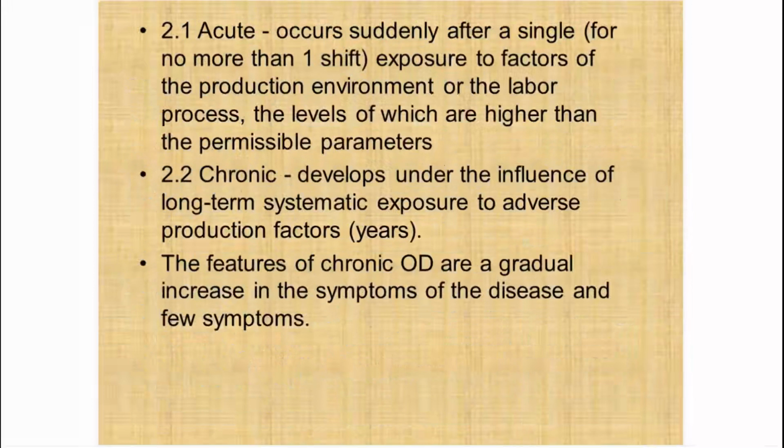Acute occurs suddenly after a single, for no more than one shift, exposure to factors of the production environment or the labor process, the levels of which are higher than the permissible parameters. Chronic develops under influence of long-term systematic exposure to adverse production factors, years. The feature of chronic OD are gradual increase in the symptoms of the disease and few symptoms.